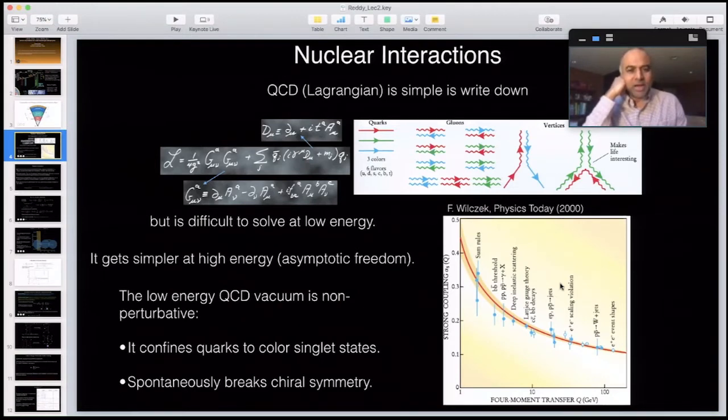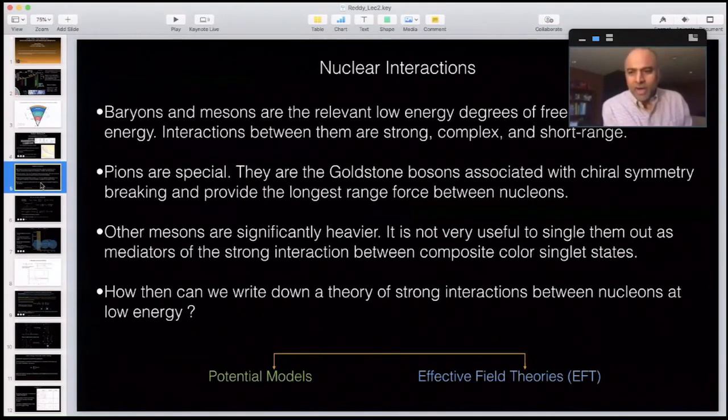called lambda QCD, and for that reason, we think that chiral symmetry, a symmetry of the Lagrangian when you ignore the masses, is a good symmetry of the theory. And when you have QCD at low density or at low temperature, we know that this chiral symmetry is spontaneously broken by the vacuum. So whatever we do, we need to account for these two facts when we describe low energy interactions between nucleons. So let's get started with trying to understand low energy interactions between baryons.